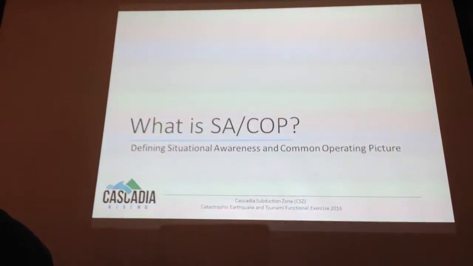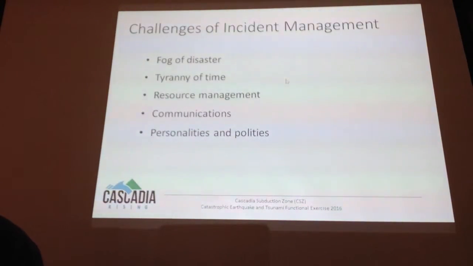So what is situational awareness, common operating picture? That's the question. The challenges of incident management: you have a lot of fog of disaster. You don't know what's going on. You need to get all this information because everything is very time dependent. You need to find out what's happening right away, and you need to know where to utilize your resources because you only have a limited amount. And then how are you going to communicate that? And then there's personalities and policies, but we're not going to go over that today.